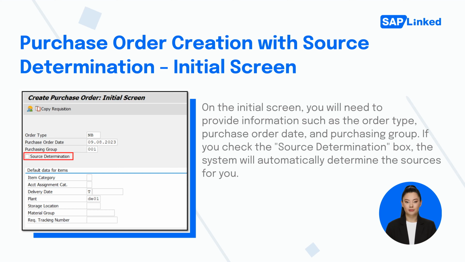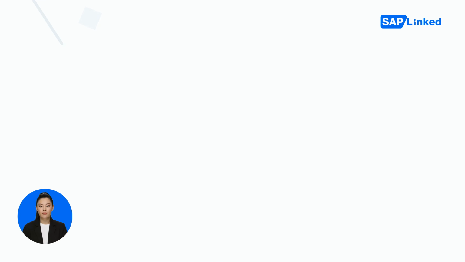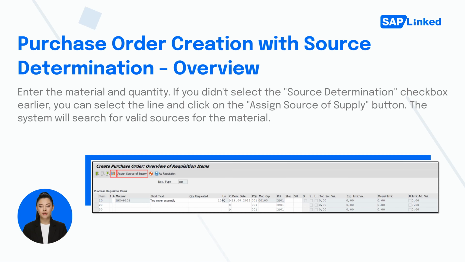On the initial screen, you will need to provide information such as the order type, purchase order date, and purchasing group. If you check this source determination box, the system will automatically determine the sources for you. Additionally, you can input default data for items, including item category, account assignment category, delivery date, and plant. After filling in the data, press Enter and you will be redirected to the next screen.